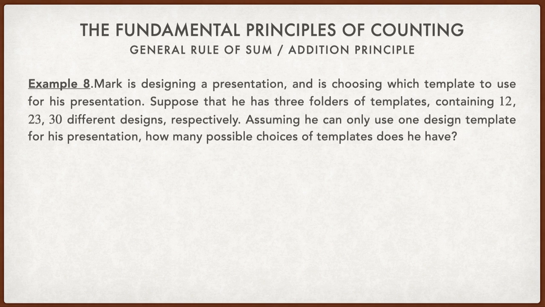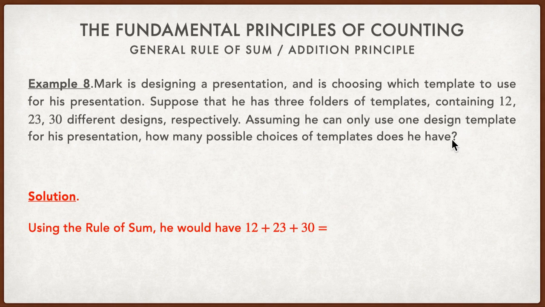So what will be our solution? The solution is we're going to make use of the rule of sum. We're going to add all the templates from all the folders: 12 plus 23 plus 30. So 12 plus 23 gives us 35, plus 30, we have 65 possible choices over there.